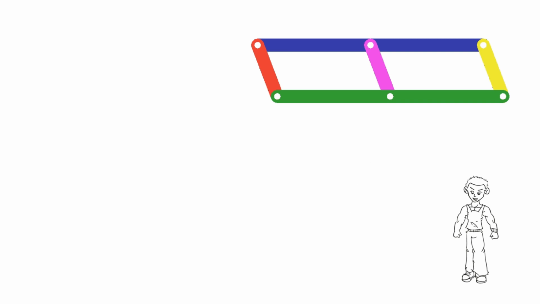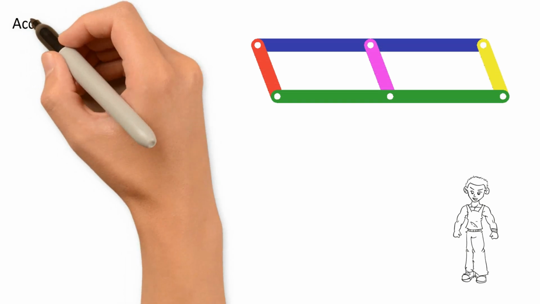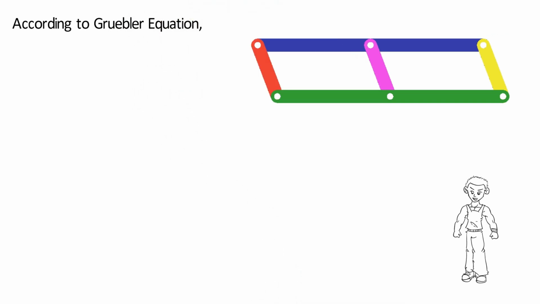Let's calculate the degree of freedom of this mechanism using Grubler equation. According to it, degree of freedom of a planar mechanism, M, equals 3 times (L minus 1), minus 2 times J1, minus J2, where M is the degree of freedom or mobility of the planar mechanism. L is the number of links in the planar mechanism. J1 is the number of joints having 1 degree of freedom. J2 is the number of joints having 2 degrees of freedom.